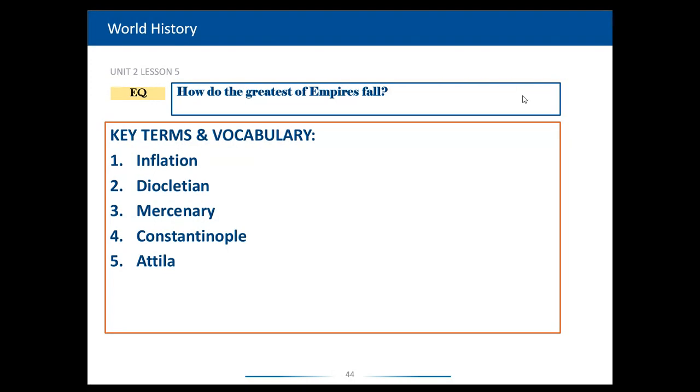The key terms and vocabulary for this section are inflation, Diocletian, mercenary, Constantinople, and Attila.